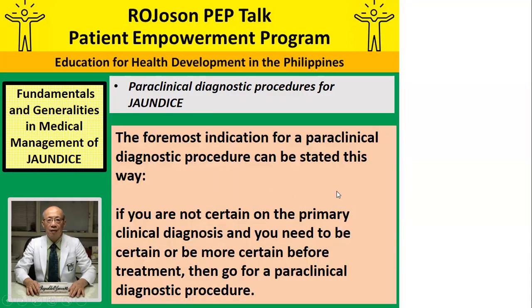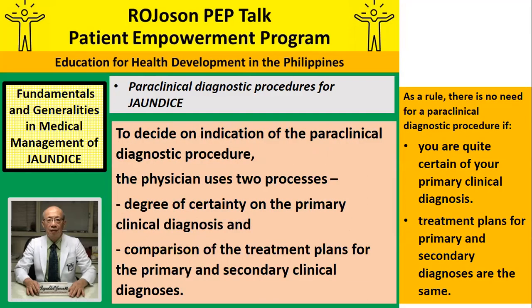The foremost indication for a paraclinical diagnostic procedure can be stated this way: if you are not certain of the primary clinical diagnosis and you need to be more certain before the treatment, then go for a paraclinical diagnostic procedure. To decide on the indication, the physician uses two processes: the degree of certainty on the first, or primary, clinical diagnosis, and the comparison of treatment plans for the primary and secondary clinical diagnosis.